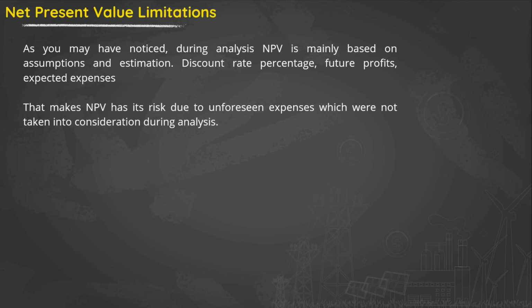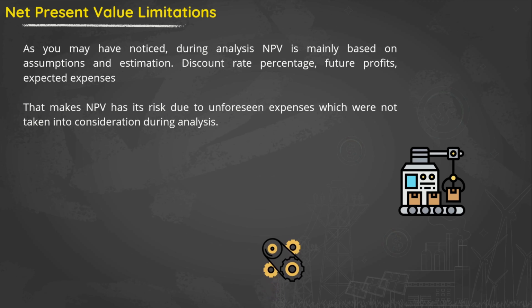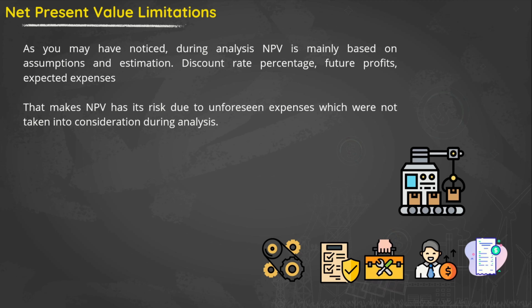As you may have noticed, NPV is mainly based on assumptions and estimations, such as assuming the discount rate percentage and estimating the future profits and expected expenses. In the previous example, in the case of the machine, you will need an operator for this machine with salary, maintenance fees, insurance fees, spare parts, energy bills, and so on. And you should estimate all of that during your analysis, which gives NPV its risk due to unforeseen expenses which were not taken into consideration during the analysis.